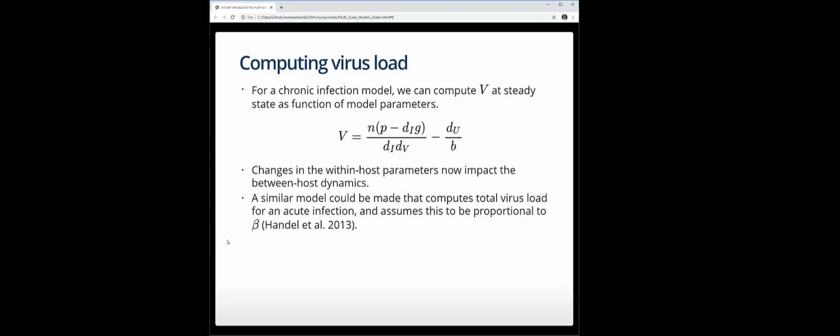If you didn't have a chronic model, but let's say an acute one, you couldn't have a steady state, but you could do something similar. Let's assume the total virus load affects the rate of transmission. Then you could make beta proportional to the total virus load. Now you would have to do that numerically. You would specify parameters for your within host model, run the simulation, and get the time series for your virus load. You compute the area under the curve, and that's your total virus load. And then this would be fed into the between host model.